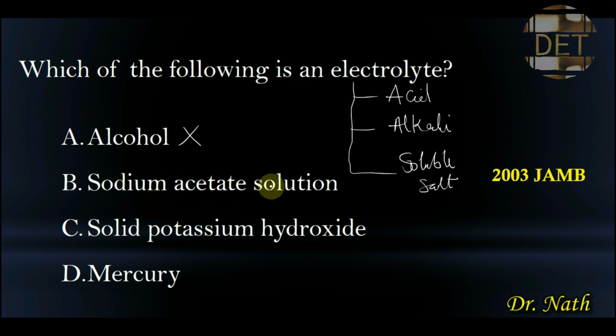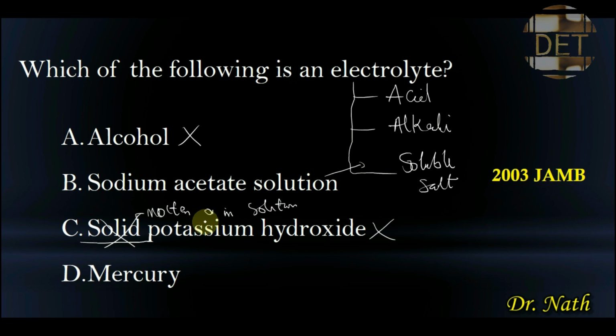Then is it sodium acetate solution? Yes, it is sodium acetate solution. Sodium acetate solution is an example of a soluble salt. It's an example of an organic salt that is soluble in water. So sodium acetate solution is an example of an electrolyte. Is it solid potassium hydroxide? No. Solid potassium hydroxide is not an electrolyte because an electrolyte has to be in its molten state or in solution. So the word solid disqualifies it from being an electrolyte.